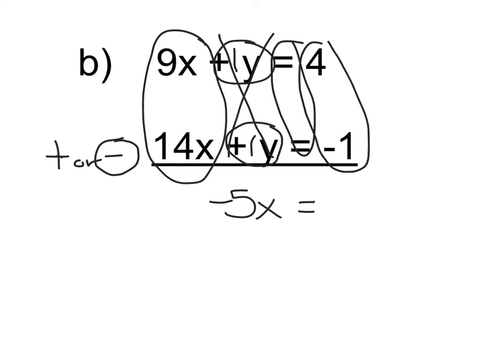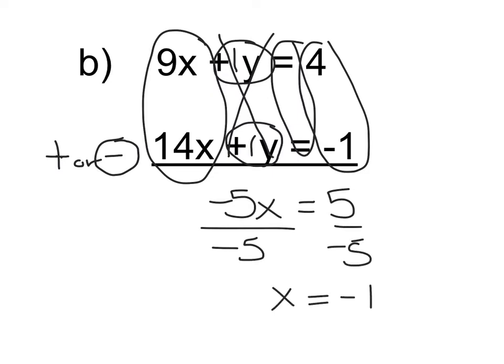And then here's where you have to be careful on your calculator. 4 minus negative 1 ends up being 5, because 4 minus minus 1 is 4 plus 1. The two negative signs turn to a positive, so that becomes 5. Now if I wanted to solve for that variable x, I would be dividing by negative 5. 5 divided by negative 5 is negative 1.